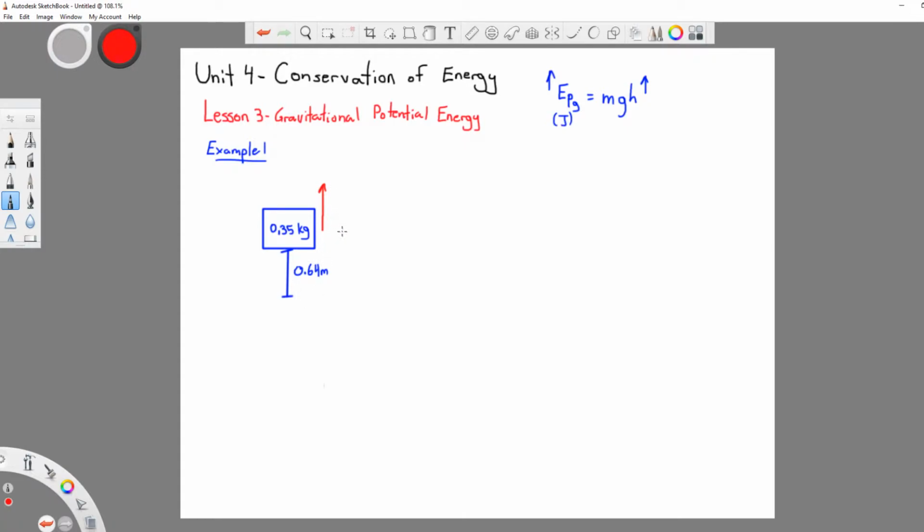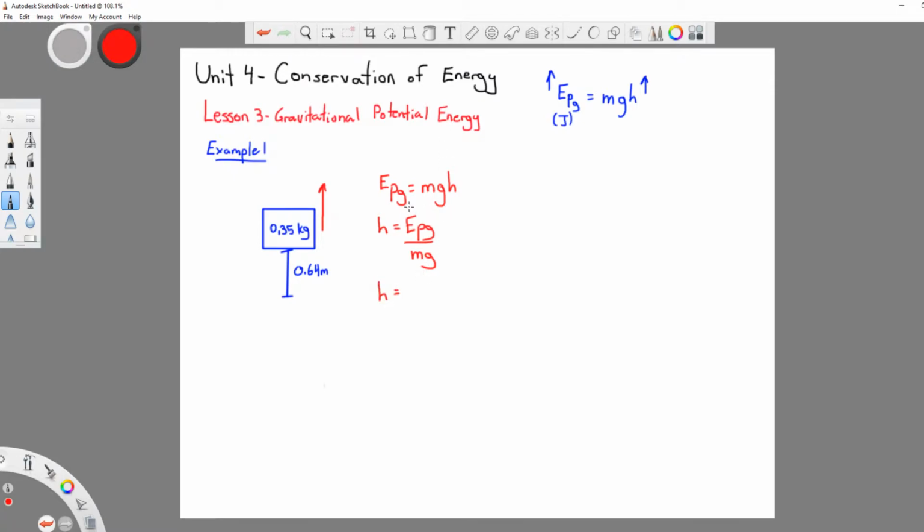So how do we go about solving that? Well, really all we have to do is figure out how much height that amount of energy given correlates to. So let's write a formula out here. Energy potential due to gravity is equal to mass times gravity times height. And if we isolate for height, we can say height is equal to EPG divided by mass times gravity.